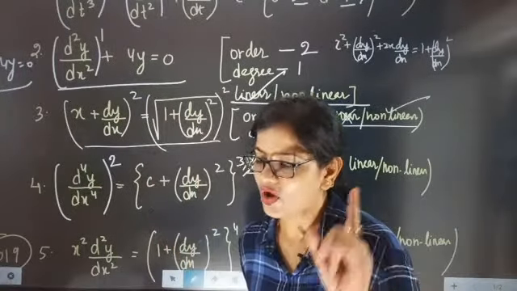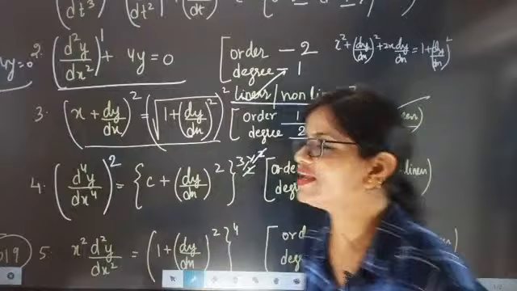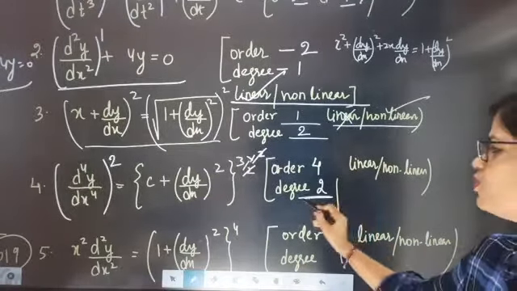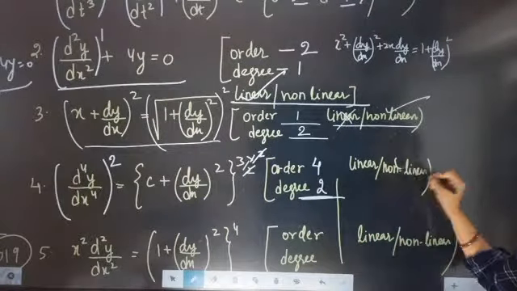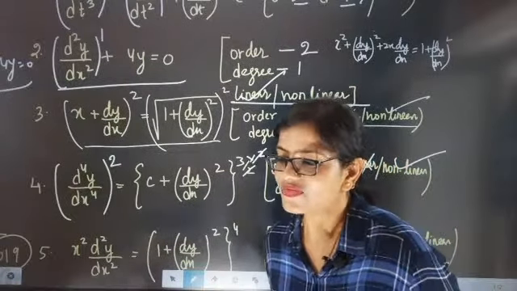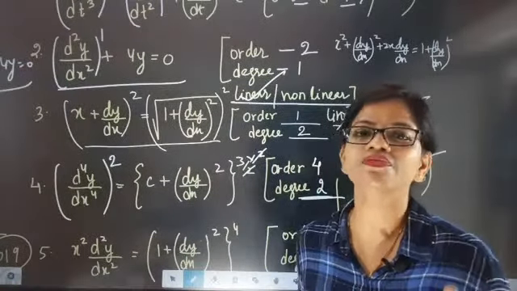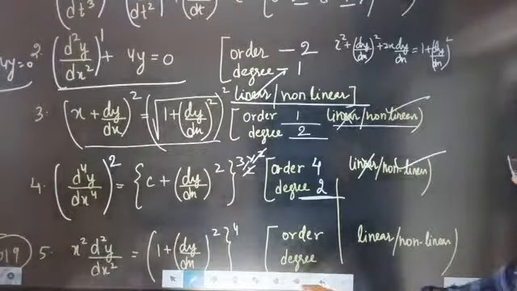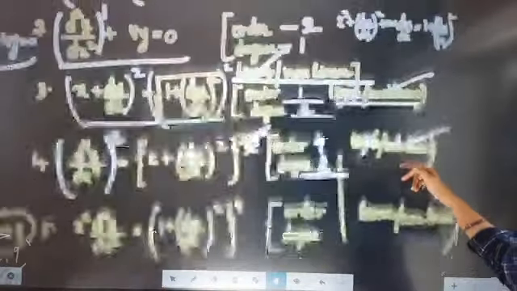Very good, Farhana. Order is 4, degree is 2, non-linear. Absolutely, because degree is more than 1. Since degree is more than 1, Sarvana, it is purely a case of non-linear. Come on, solve this one out and tell me.